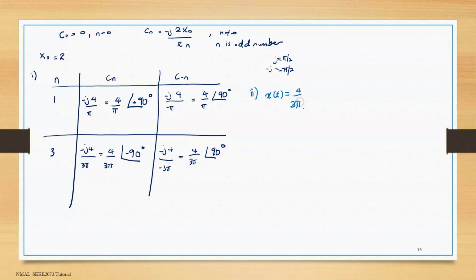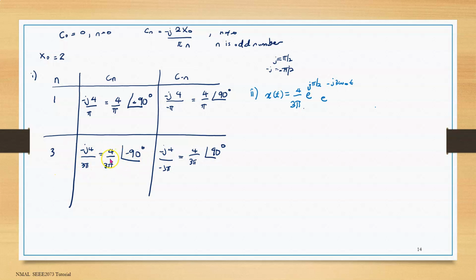The 90 degrees here is actually the same as exponent j pi over 2. So this will become exponent j pi over 2, and this one is for the negative term, exponent negative j 3 omega naught t.